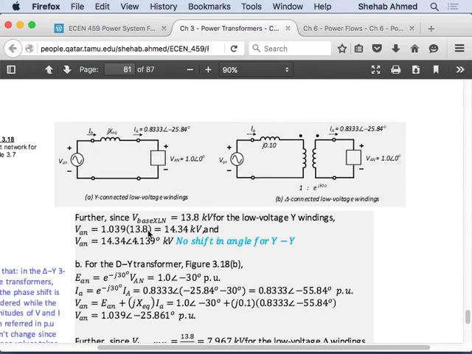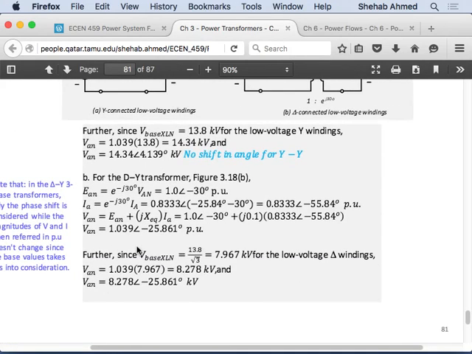So we took the per unit quantity, multiplied by the base, and we got the actual quantity. Okay? Any questions? So please attempt to do the second one. The only difference is the phase shift and the base value. Right? So can you please try to do it?